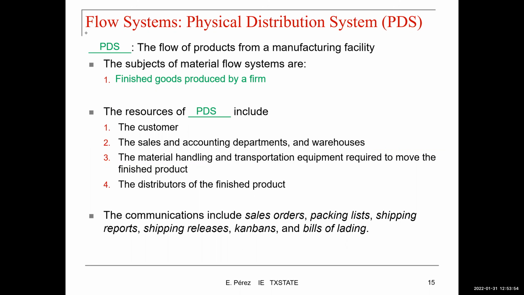So material handling and transportation equipment required to move finished product can include those delivery trucks, and the distributors of the finished product. The communication includes sales orders, packing lists, shipping reports, shipping releases, and the bills of lading. These are all documentation that needs to happen once we have completed the distribution.